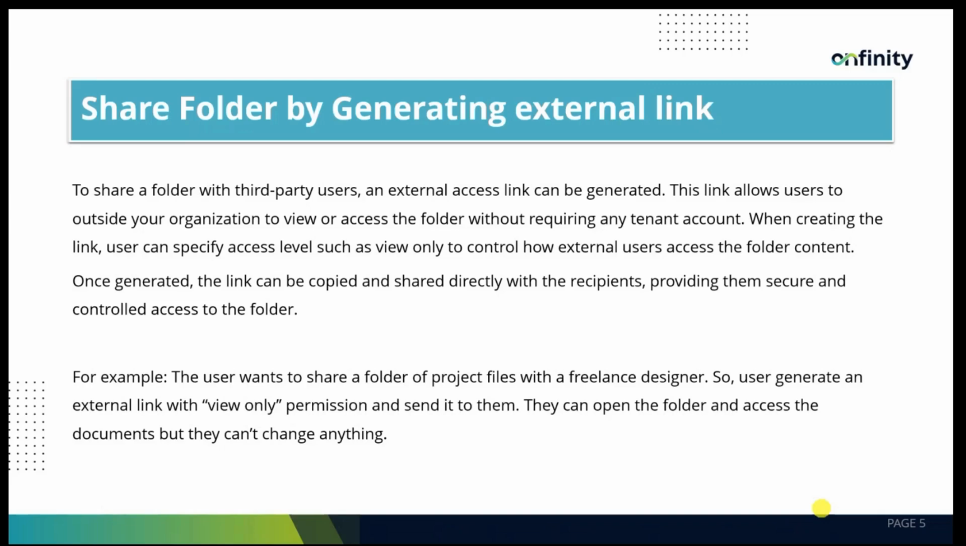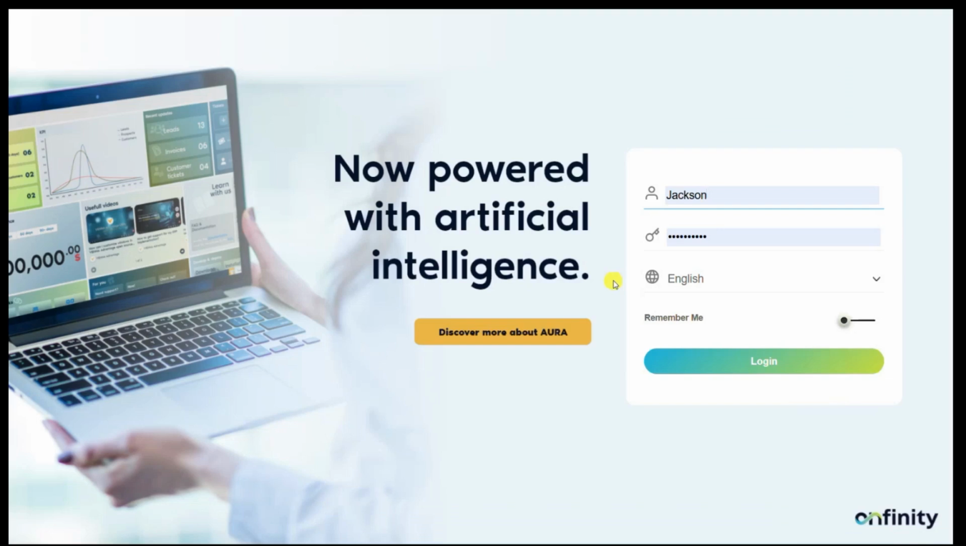For example, the user wants to share a folder of project files with a freelance designer. So, the user generates an external link with view-only permission and sends it to them. They can open the folder and access the documents, but they can't change anything. Let us understand this in detail by navigating to the Onfinity system.